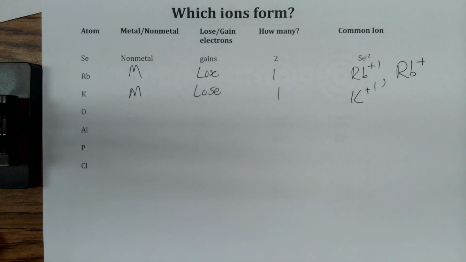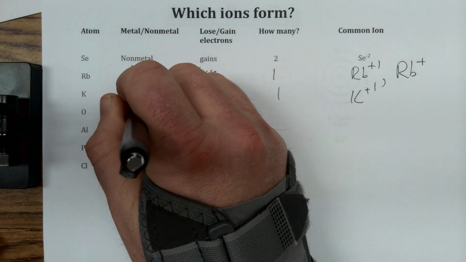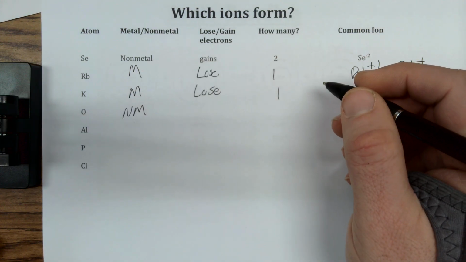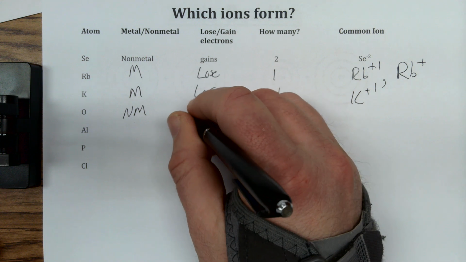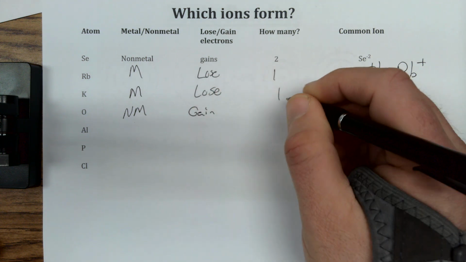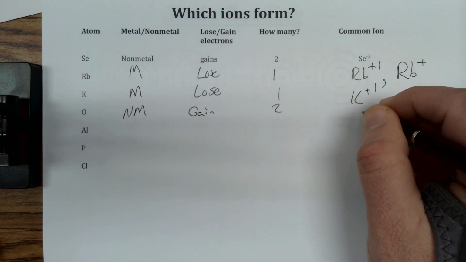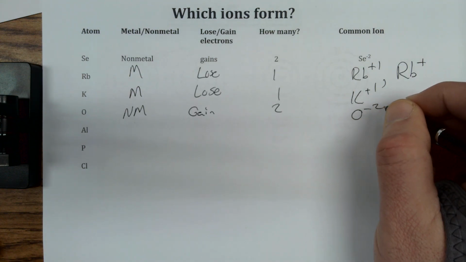Oxygen. Metal, non-metal? Non-metal. Is oxygen going to gain or lose electrons? It's going to gain them. How many electrons is oxygen going to gain? It's going to gain 2 of them. So that means the common ion is O what? Minus 2.